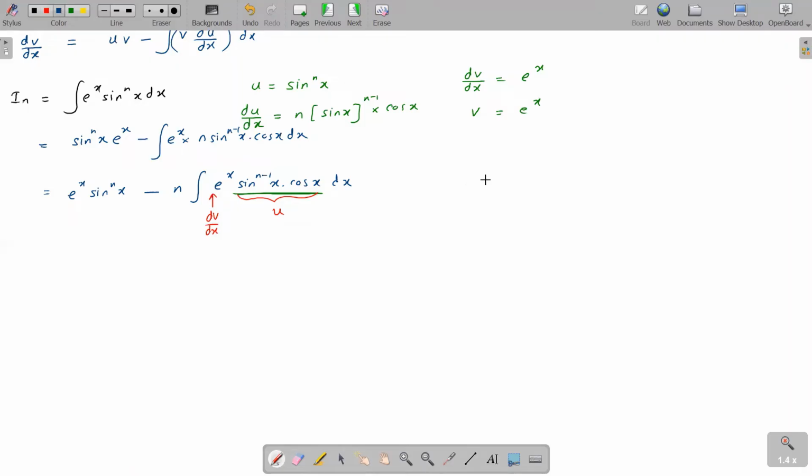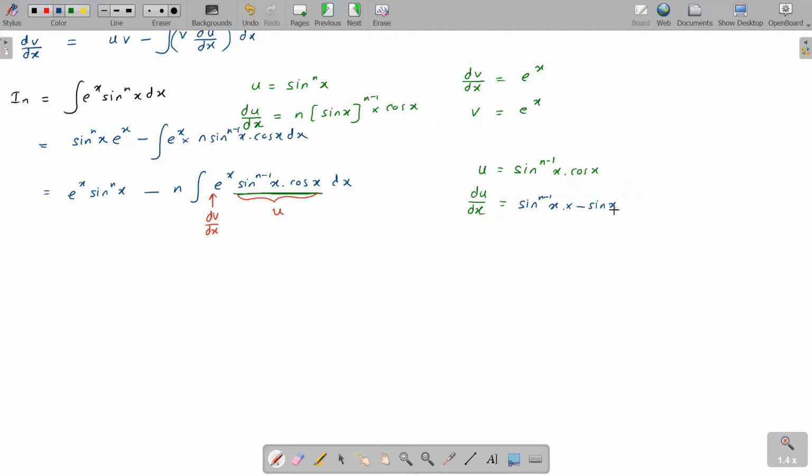Again, we will name our u and du by dx. So u is sine to the power n minus 1 x into cos x. Are you with me? What is du by dx? When you're differentiating, you apply the product rule. In the product rule, one part stays while the other differentiates. So here, sine^(n-1) x stays while cos x differentiates. The differentiation of cos x is minus sine x.